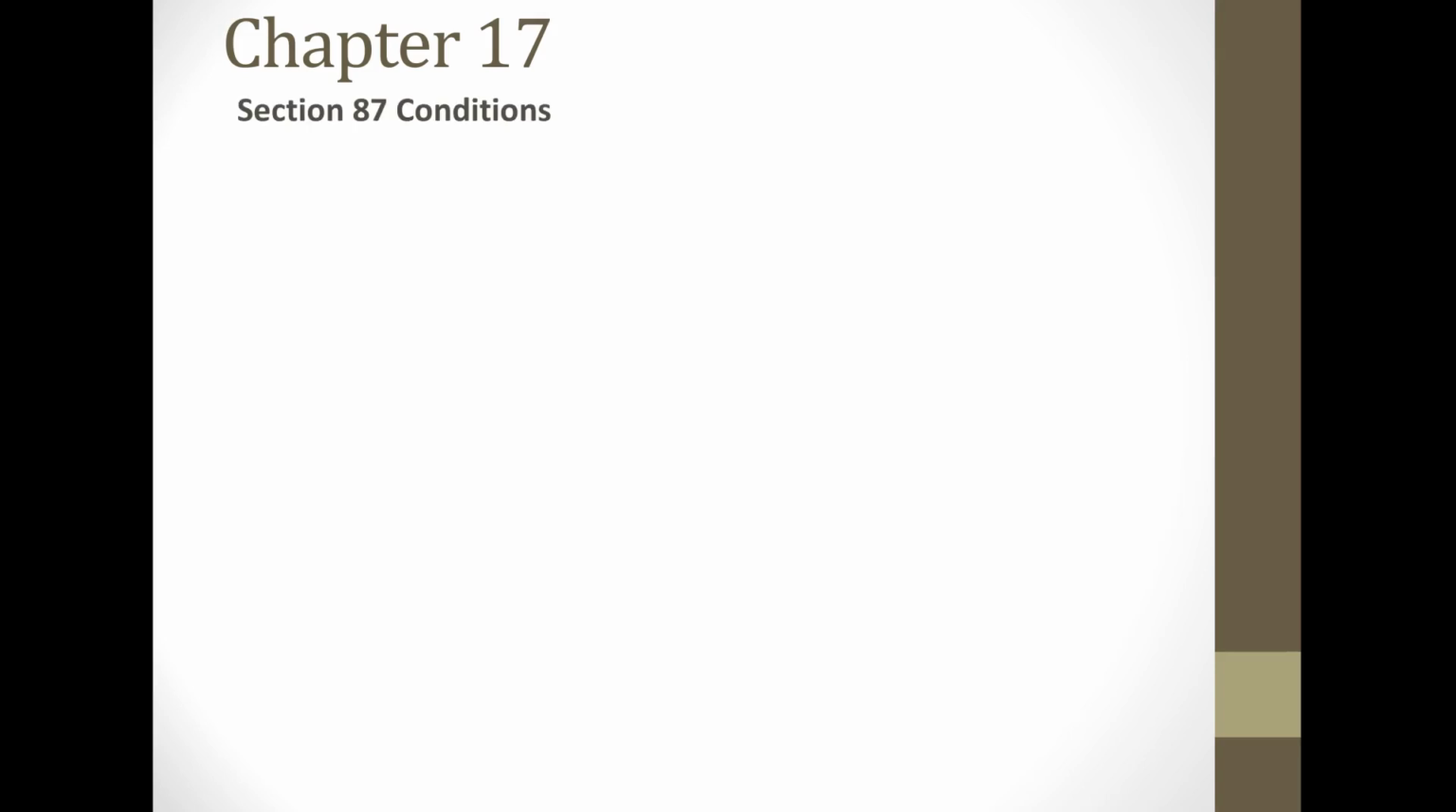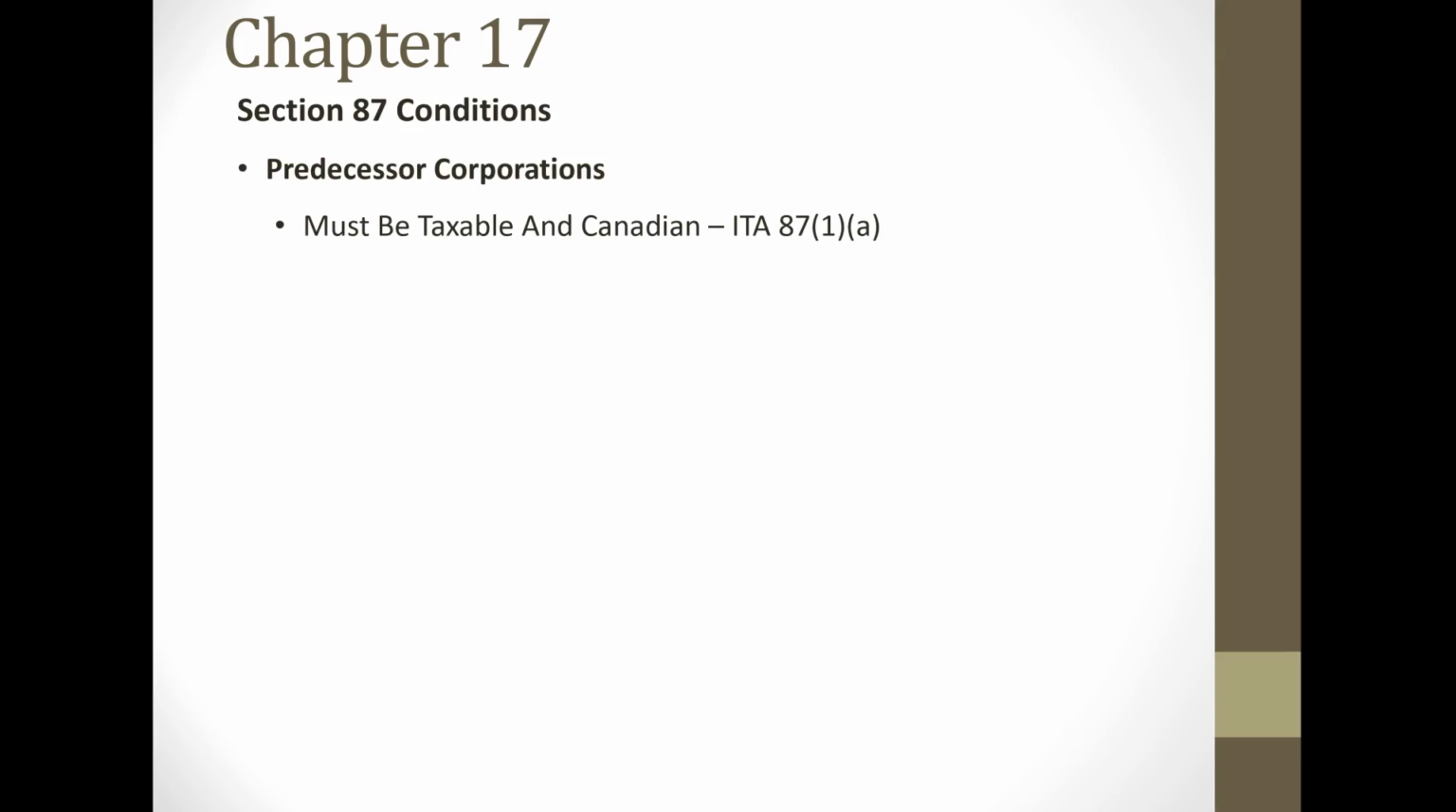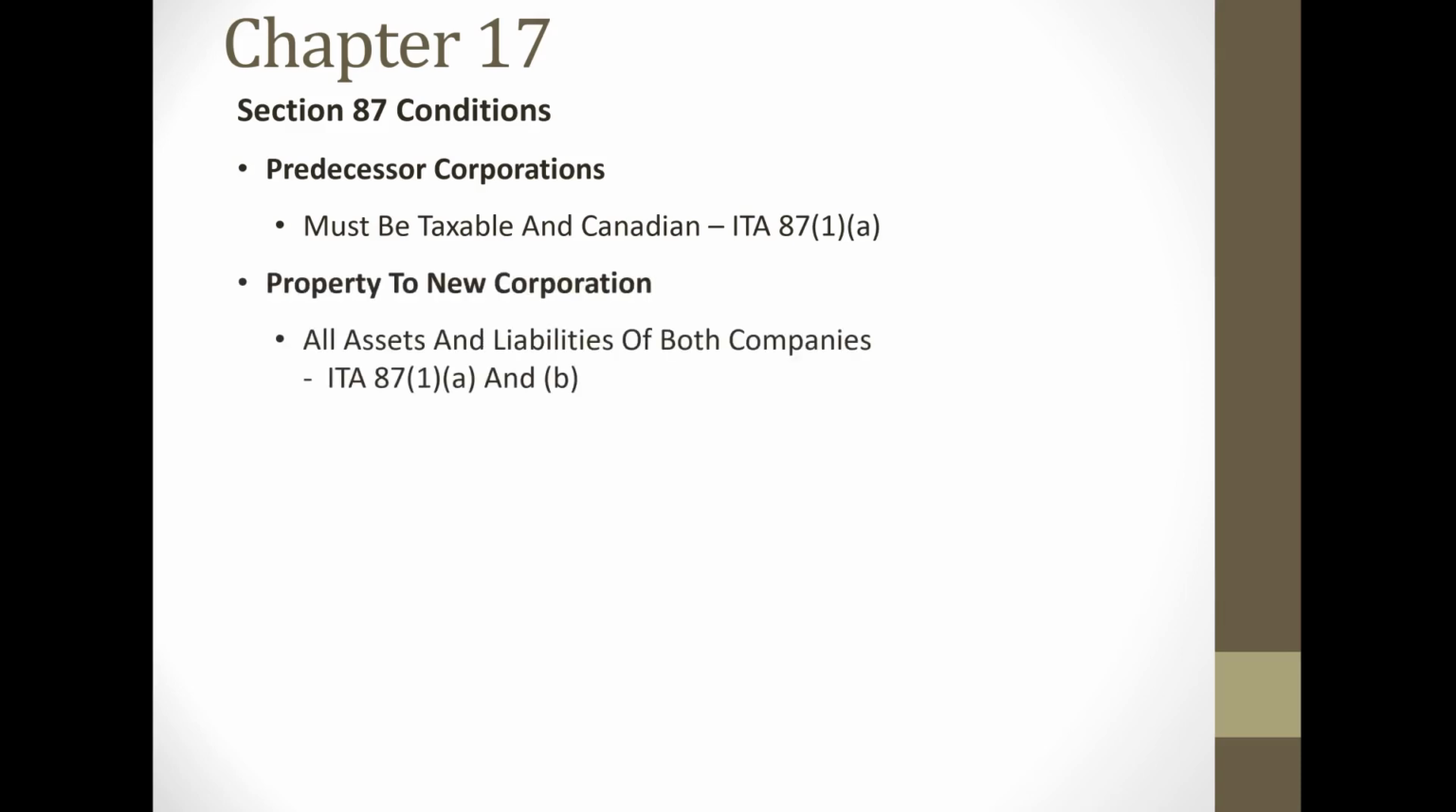Moving on to the next slide, let's talk about some conditions. The predecessor corporations, so in our example, Company A and Company B, must both be taxable Canadian corporations. Now, all of the property goes to the new corporation. So all the assets and liabilities of the former companies must flow to the new corporation. And the consideration that the shareholders receive must only be shares. There cannot be any non-share consideration or boot given.